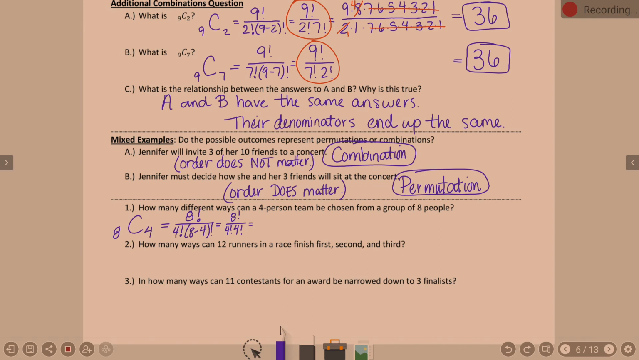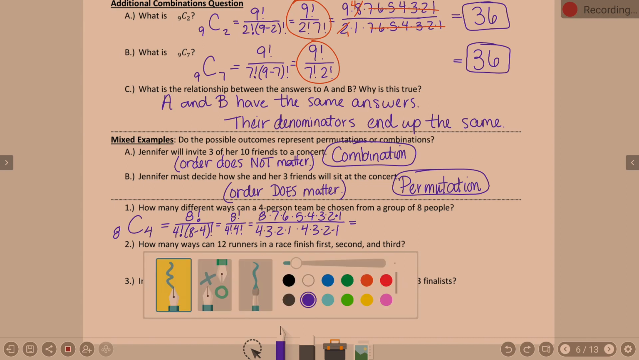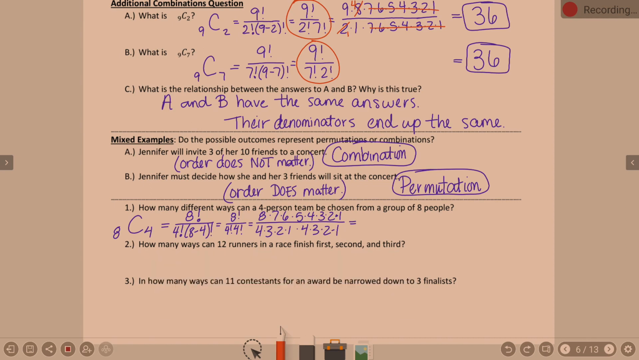Okay, 8 factorial means 8 times 7 times 6 times 5 times 4 times 3 times 2 times 1. 4 factorial is 4, 3, 2, 1, times another 4 factorial, 4, 3, 2, 1. Cancels. Okay, you see the canceling, right? I would start with 4, 3, 2, 1, 4, 3, 2, 1.